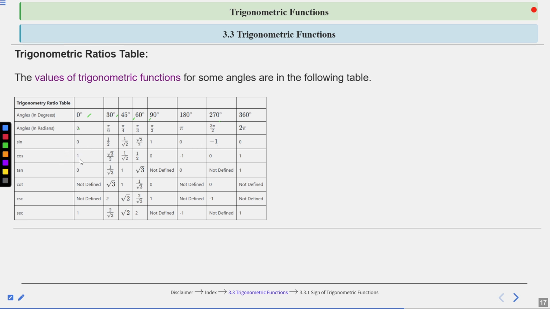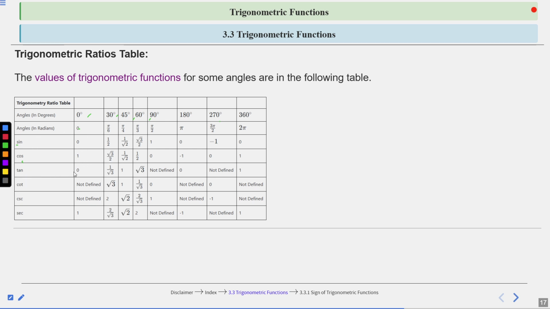Now the cos values. You just need to remember two things, sine and cos. After that we can calculate all the other things. By solving a lot of problems, you will remember all these things. Now cos 0 degrees is 1, cos 30 degrees is root 3 by 2, cos 45 degrees is 1 by root 2, cos 60 degrees is 1 by 2, cos 90 is 0, cos 180 is minus 1, cos 270 degrees is 0, cos 360 degrees is 1.